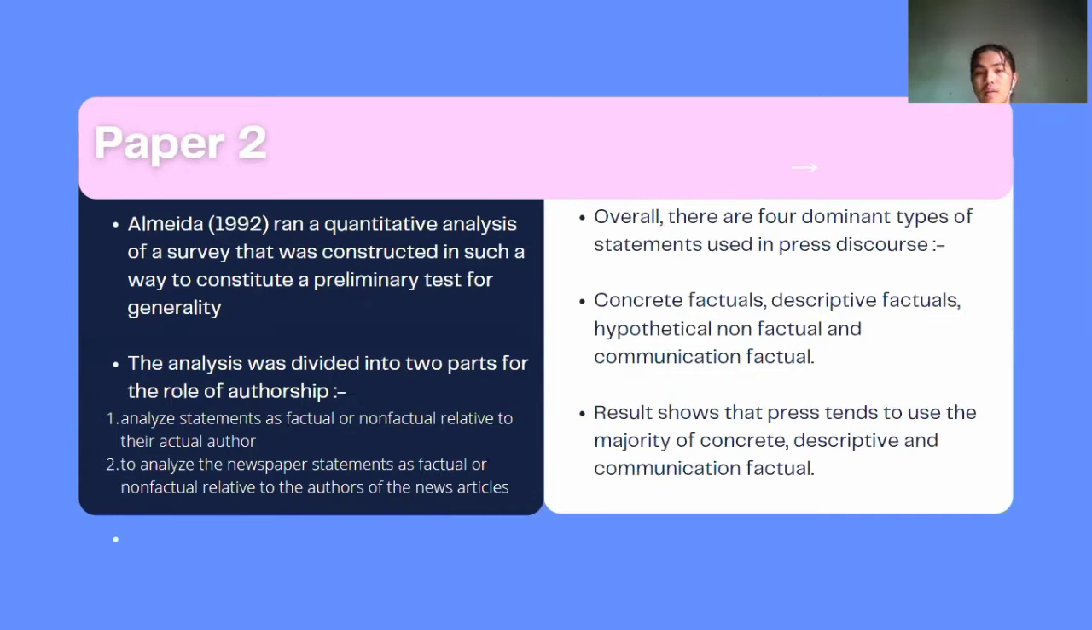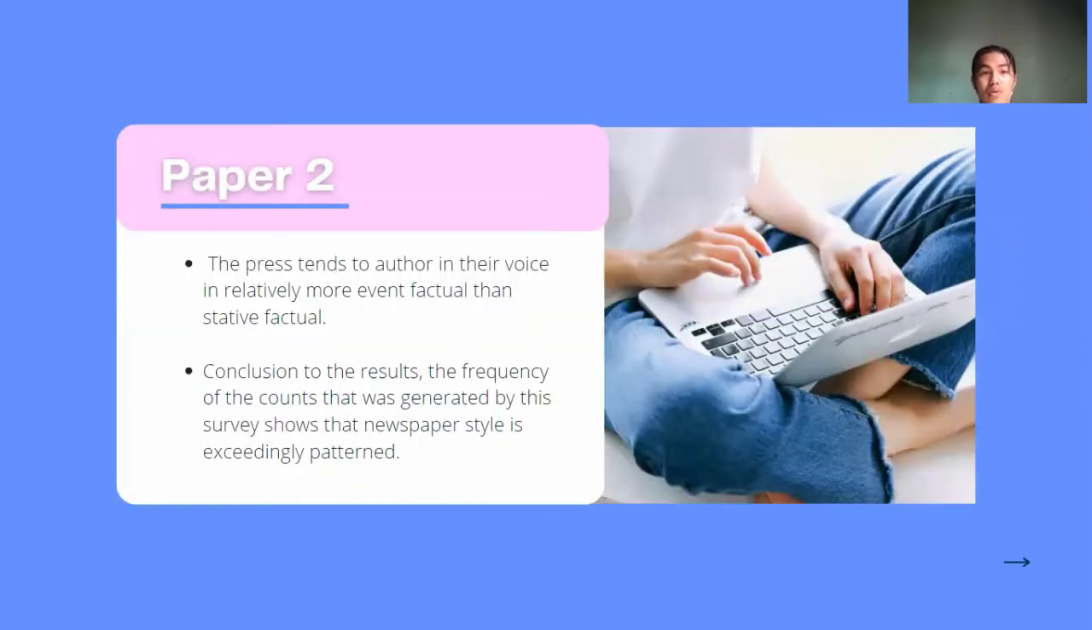Overall, the survey shows that there are four dominant types of statements used in press discourse, which are concrete, descriptive, hypothetical, and communication factual. The result also shows that the press tends to use mostly concrete, descriptive, and communication factual. It was concluded that the press tends to author in their own voice relatively more event factual than static factual. In conclusion, the frequency of the counts generated by this survey shows that newspaper style is exceedingly patterned.